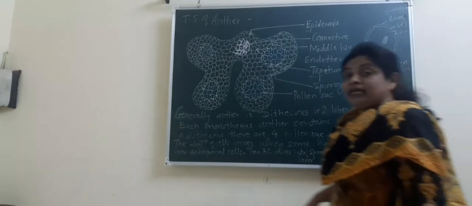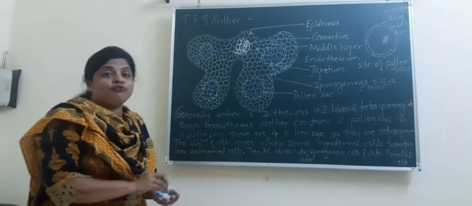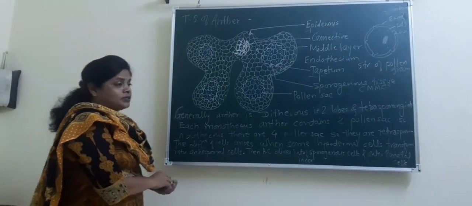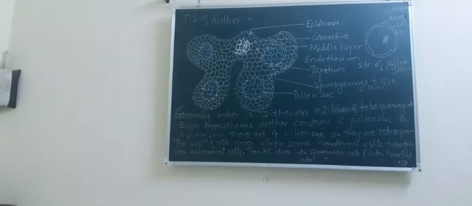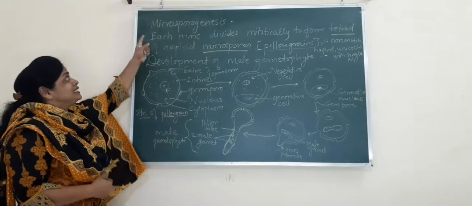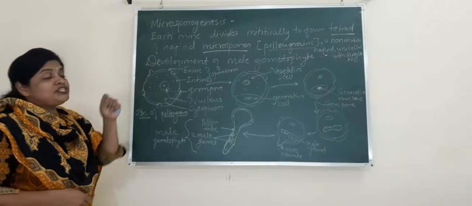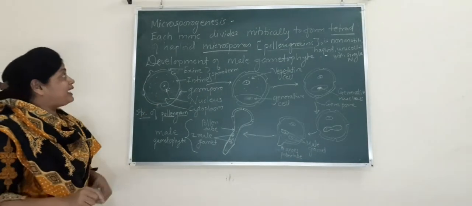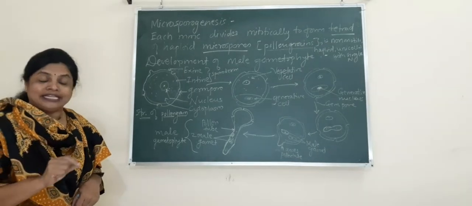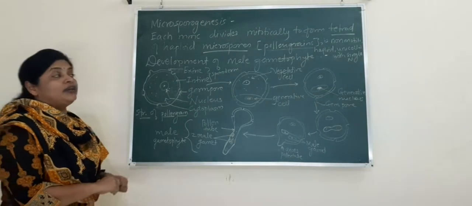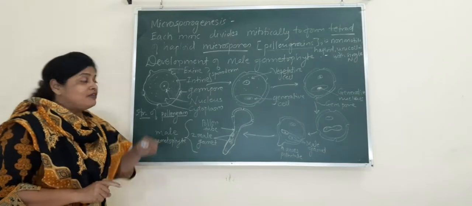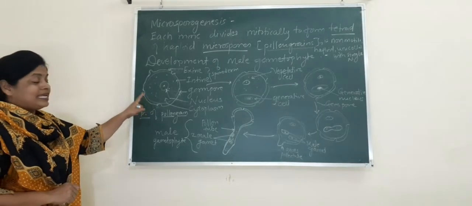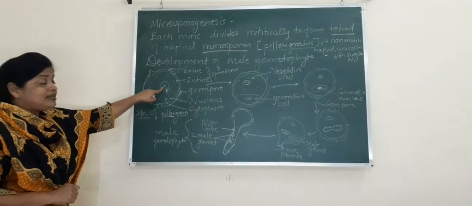Now these pollen grains undergo development into the male gametophyte. Now microsporogenesis means each microspore mother cell divides to form a tetrad of haploid microspores. That is the pollen grains. These pollen grains are non-motile, haploid, unicellular with a single nucleus. This is the structure of pollen grains.